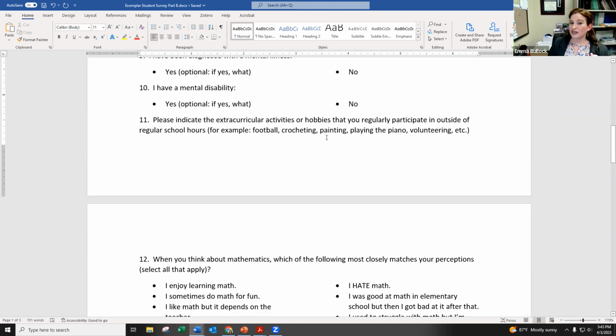Please indicate the extracurricular activities or hobbies that you regularly participate in outside of regular school hours. Give them some possible examples: football, crocheting, painting, playing the piano, volunteering, etc.